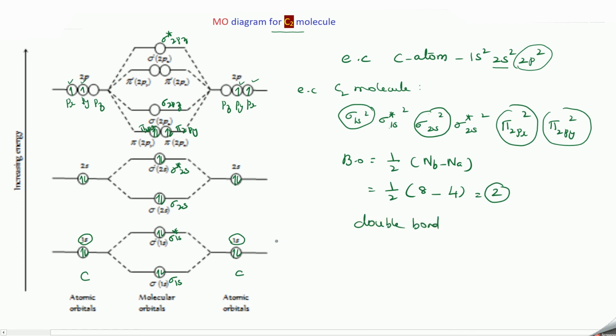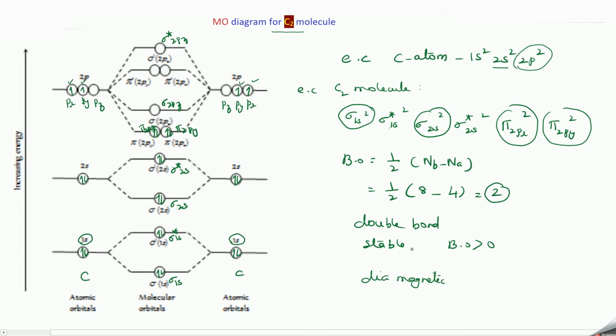And this molecule is stable because the bond order is greater than 0. And for the magnetic property, all these electrons are paired up. Here also the electrons are paired up. So all the electrons are paired up, so it is diamagnetic.